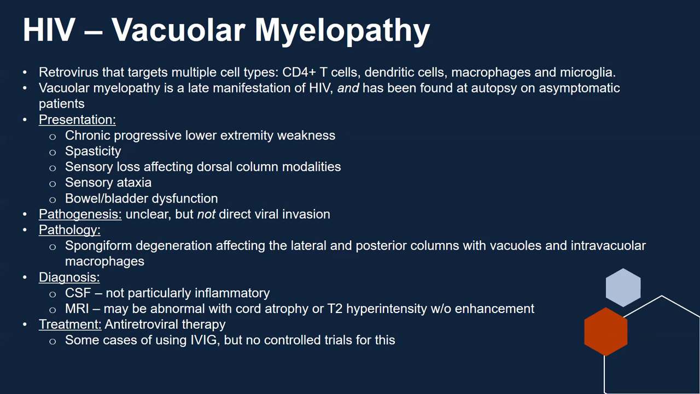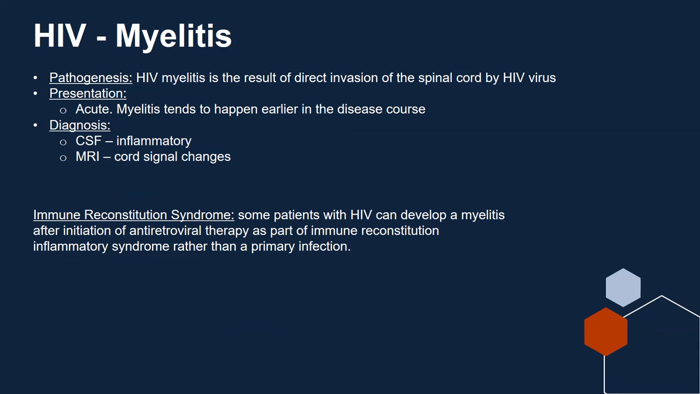HIV myelitis is also a manifestation of HIV-related spinal cord disease. In contrast to the vacuolar myelopathy, with HIV myelitis, the pathogenesis is secondary to direct invasion of the spinal cord by the HIV virus itself. As the name implies, HIV myelitis presents as more of an acute myelitis and tends to happen earlier in the disease course when the CD4 counts begin to fall, whereas the vacuolar myelopathy occurs later in the disease course and these patients have a more chronic presentation. Treatment consists of antiretroviral therapy.